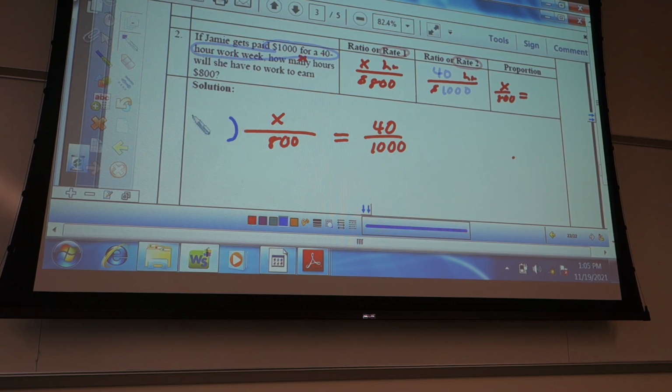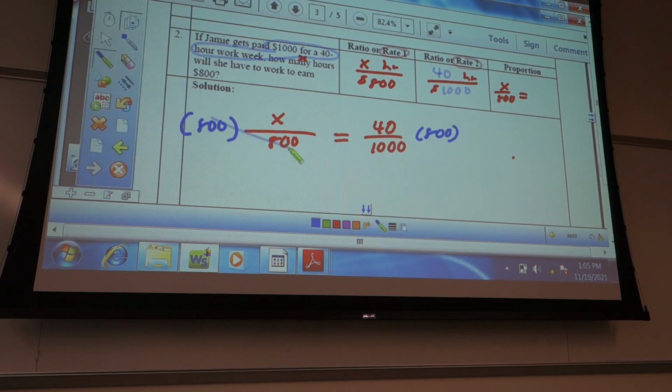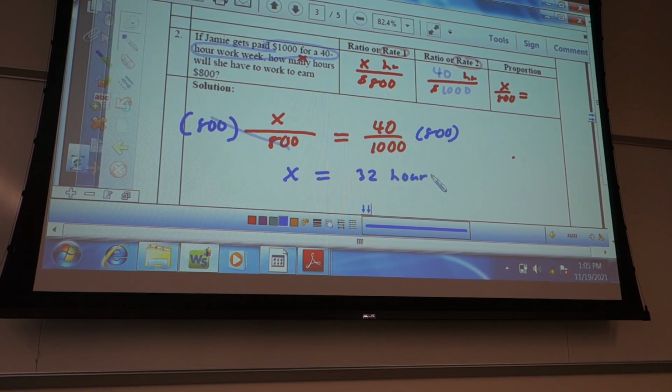Then I'm going to multiply both sides by 800. This will cancel out, and I'll get x equals 32. 32, what were they? 32 hours. So just run back and figure out what your x is. X is how many hours.